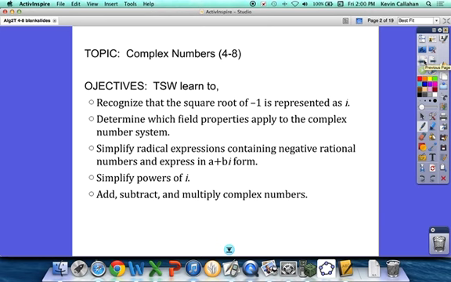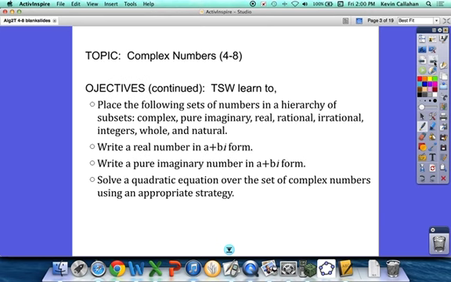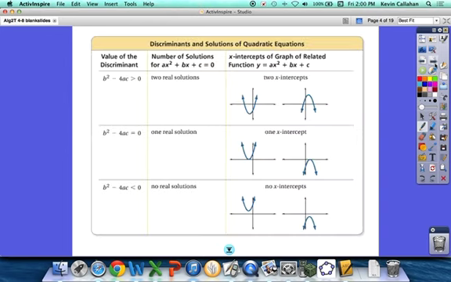Where is it? Well, solve a quadratic equation over the set of complex numbers using an appropriate strategy. So based on what we see here, we would not have been able to solve because we would have gotten a non-real answer. But that is not the end of the story. We have to keep going because there is another kind of number that we use to solve situations like this.